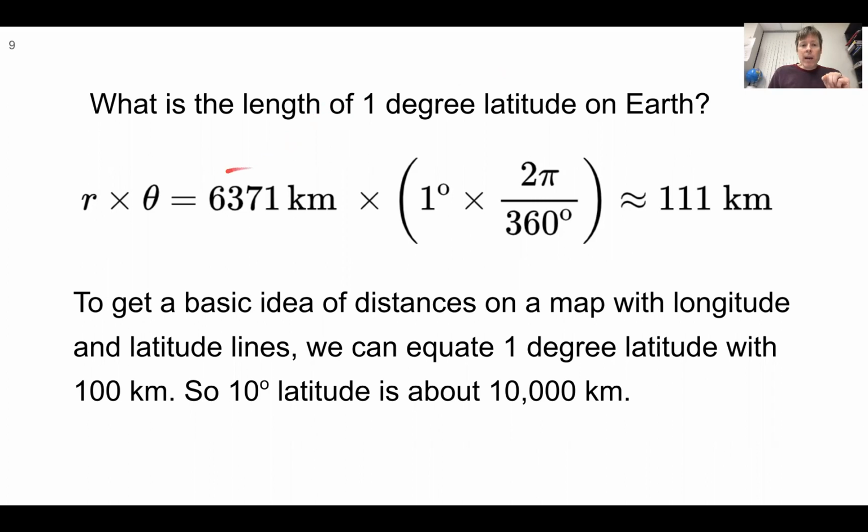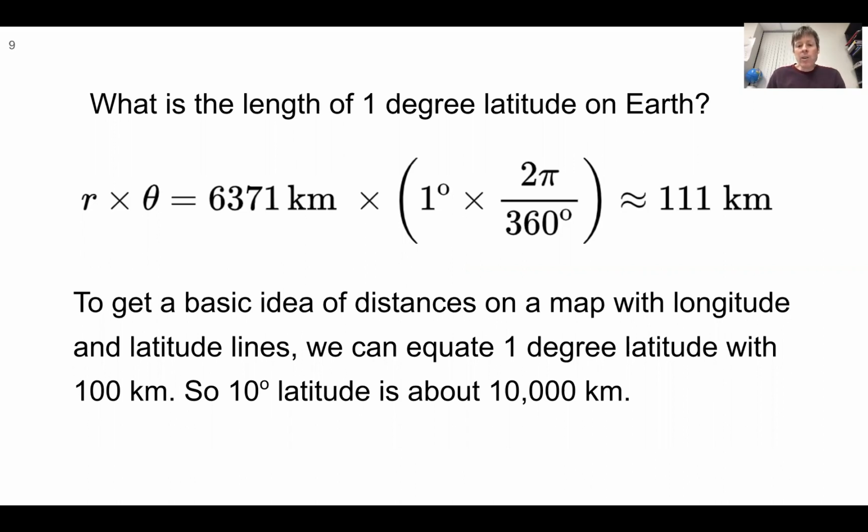So this shows we have the radius, which is 6,371 kilometers for the Earth. We do need to know that number. And we're multiplying by this angle of 1 degree. We're asking, well, what's the length of 1 degree? And that angle gets multiplied to convert to radians. It's 2 pi divided by 360. So this conversion provides us with a number we can stick into a calculator and we get 111 kilometers. So to get a basic idea of distances on a map with longitude and latitude lines, we can equate 1 degree latitude with 100 kilometers.